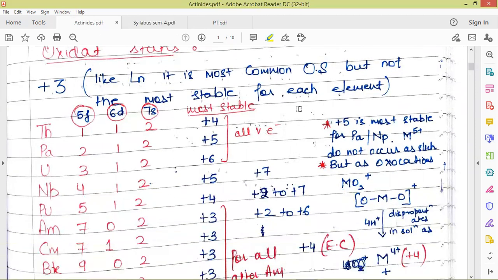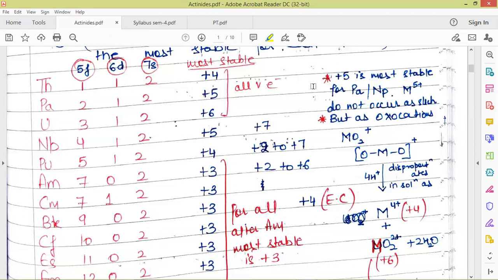Now let us have a look at the oxidation states. Like lanthanides, +3 is the most common oxidation state, but not the most stable for each element. It is most common for each element. For lanthanides, it was the most stable also. But in the case of actinides, it is not the most stable for all the elements. It is most stable for some of the actinides, but not for all. But it is most common in actinides also.